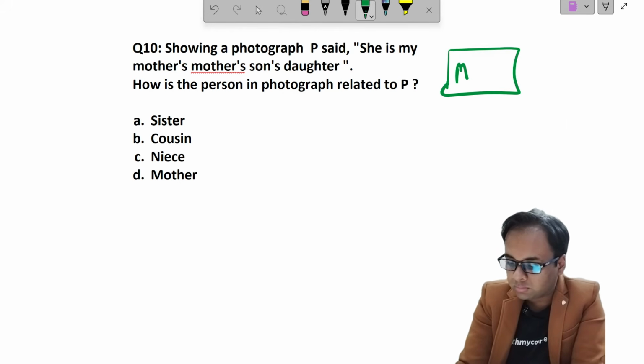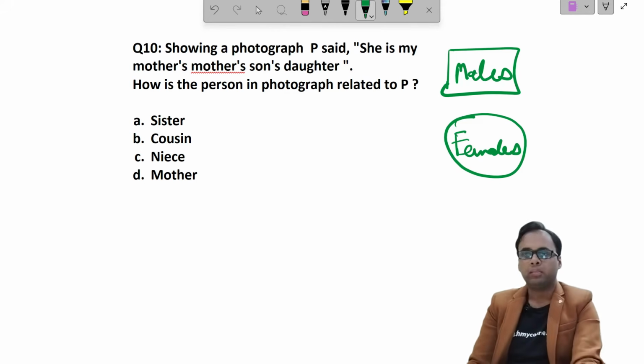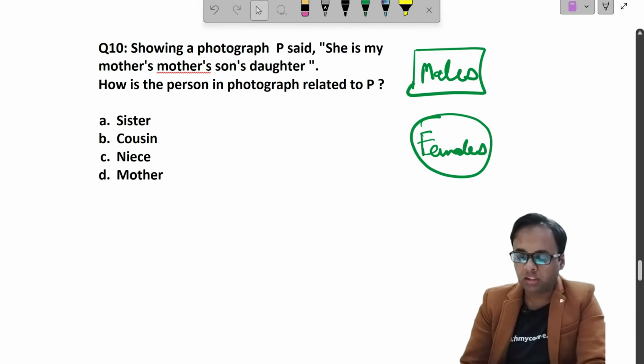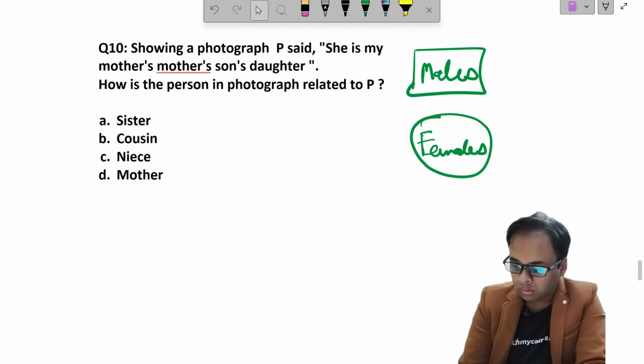Okay, the males by a square and the females by a circle. So this is what I have been following in my problem solving when it comes to blood relations. Now, showing a photograph, P said, "She is my mother's son's daughter."